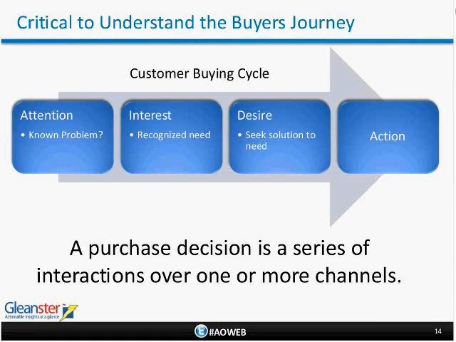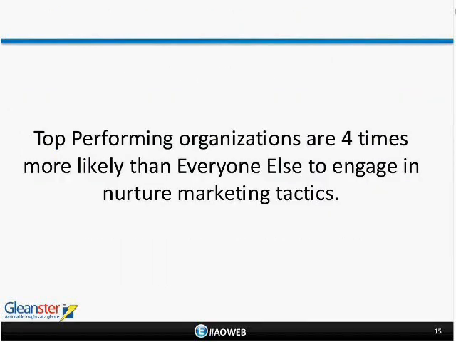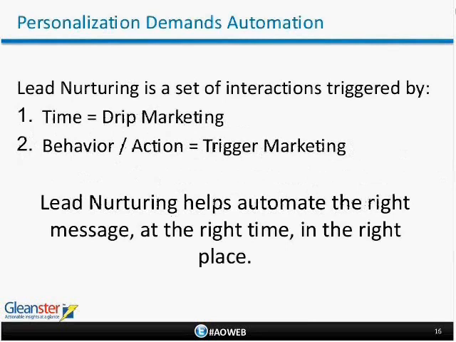What we're really blossoming out here is this idea of nurture marketing. What we know is that top-performing organizations are four times more likely to engage in nurture marketing tactics. Nurture marketing allows you to take that buying cycle and address the unique stages of that buying cycle by automating engagement. You've heard of lead nurturing, I'm sure. When we think about lead nurturing, there are really two tactics, and this is where nurture marketing becomes an automated process.